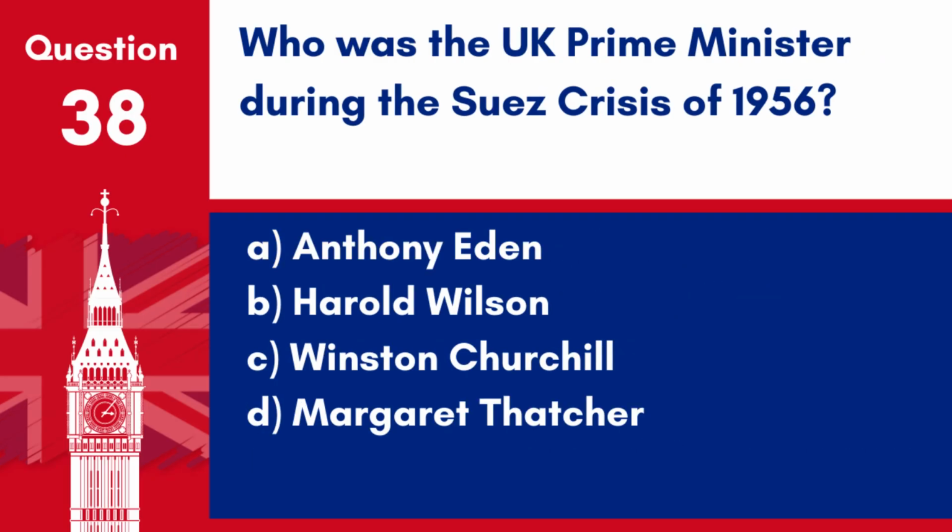Question 38. Who was the UK Prime Minister during the Suez Crisis of 1956? A. Anthony Eden. B. Harold Wilson. C. Winston Churchill. D. Margaret Thatcher. Answer. A. Anthony Eden. Anthony Eden was the UK Prime Minister during the Suez Crisis of 1956, a diplomatic and military conflict that damaged the UK's international standing.